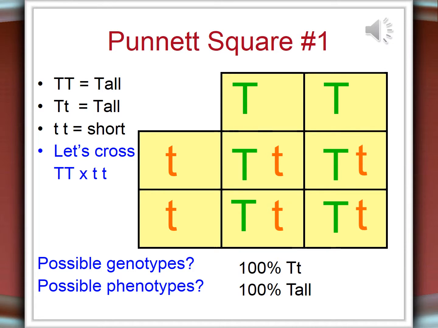So that's what this gives you. It gives you the chances of offspring of that particular cross. So they have 100%. Their genotype is 100% big T, little t, and 100% tall.